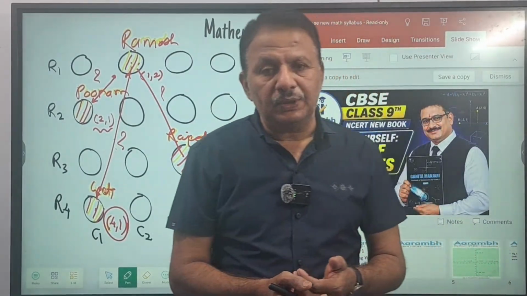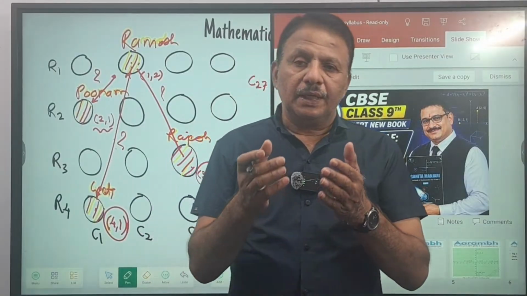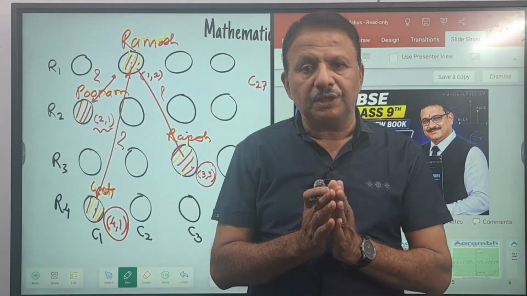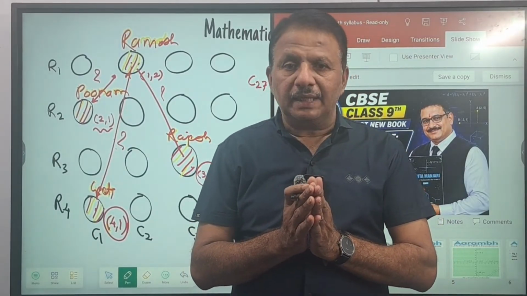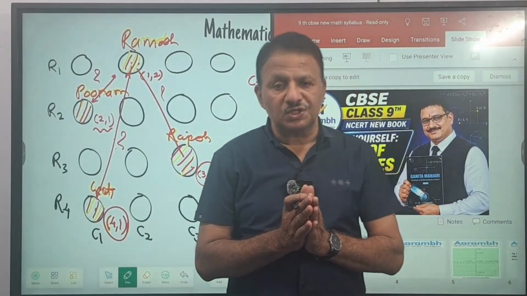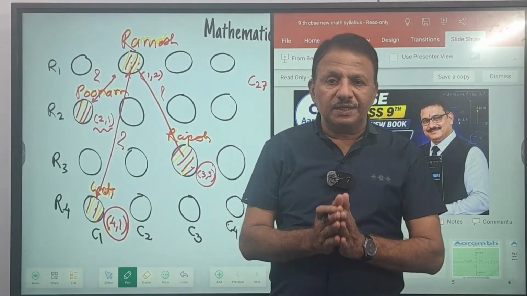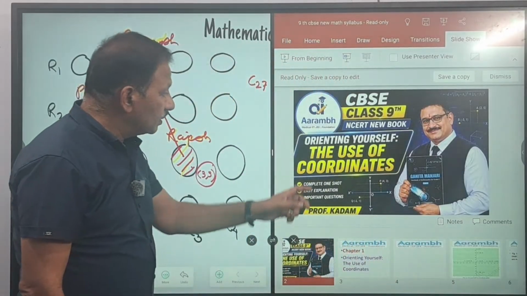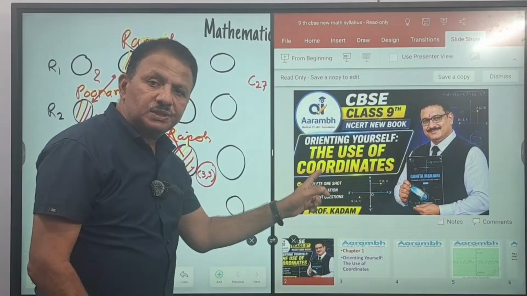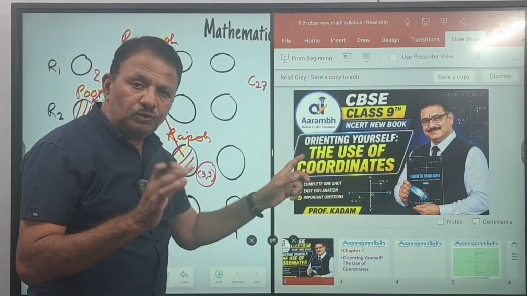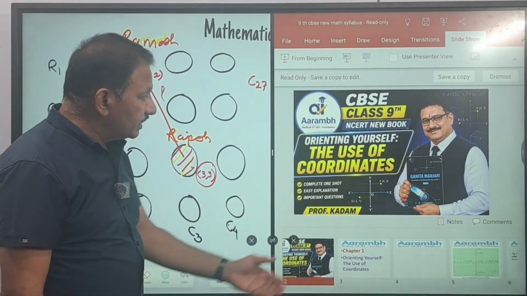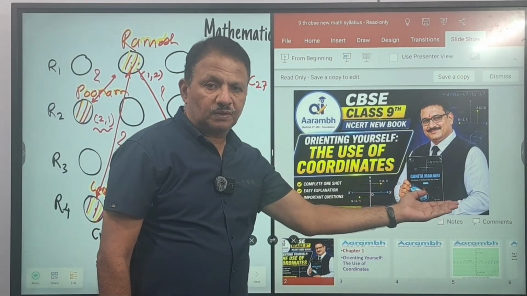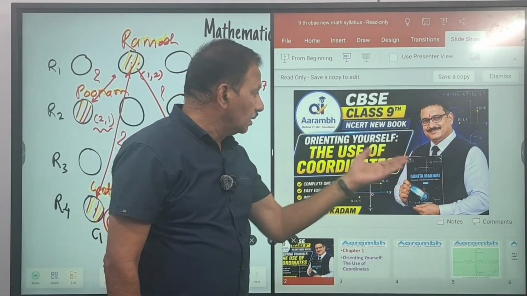Now, before 5 minutes I told you that in order to locate the position of the object in the given plane, at that time we have to use one new system. That system is called the Cartesian system. Once again, the use of coordinates means nothing but the study of coordinate geometry. The title of your book is Ganita Manjari. It's a very nice book for you.